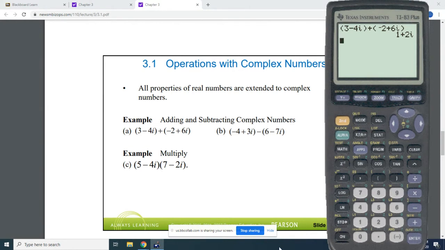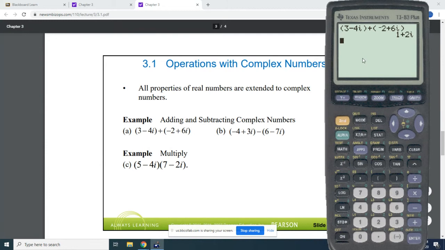If we were doing this by hand, we would simply add our real numbers. 3 plus negative 2 is 1. We would also add our imaginary units. Negative 4i plus 6i is 2i.